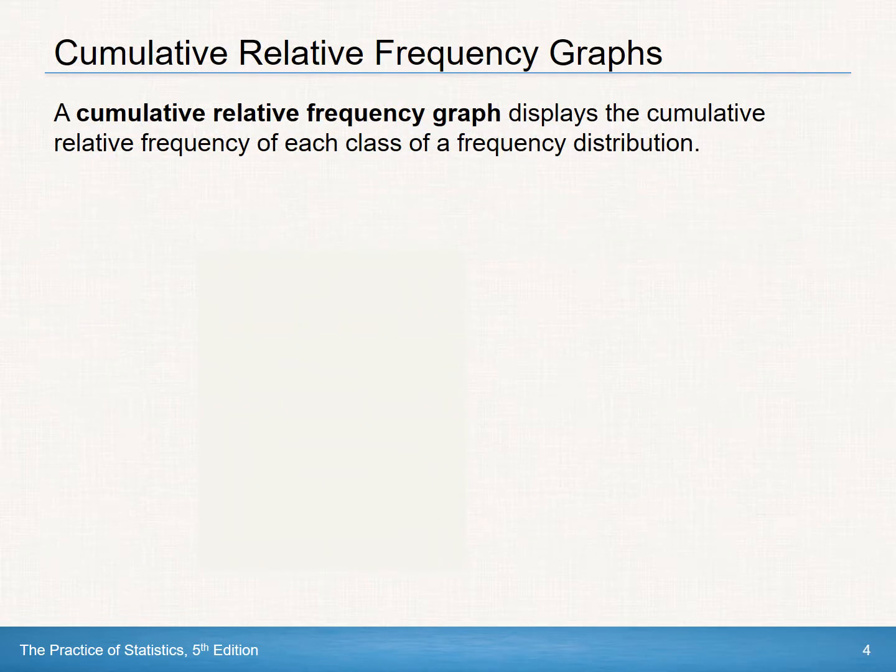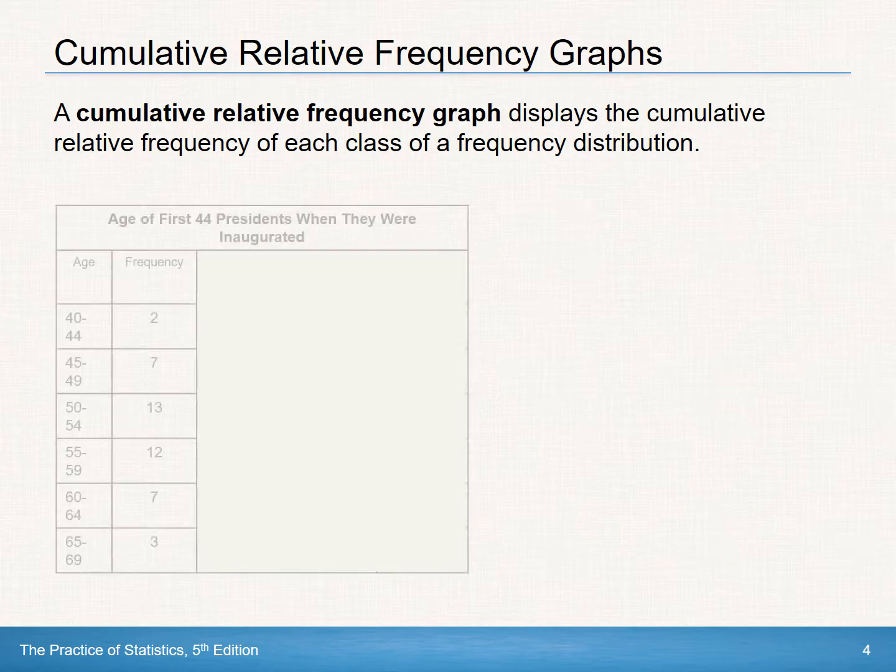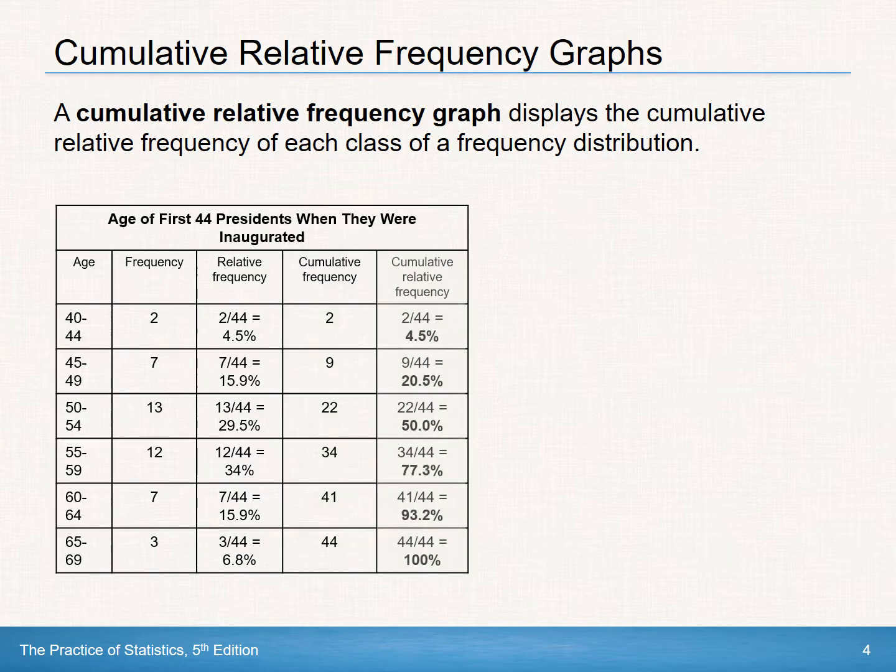We can also find percentiles by using a cumulative relative frequency graph. It displays the cumulative relative frequency on each class of a frequency distribution. So if you look at the age of the first 44 presidents when they were inaugurated, we have a class width of 40 to 44, 45 to 49, and so forth. And we have the frequency, and then we have a cumulative frequency.